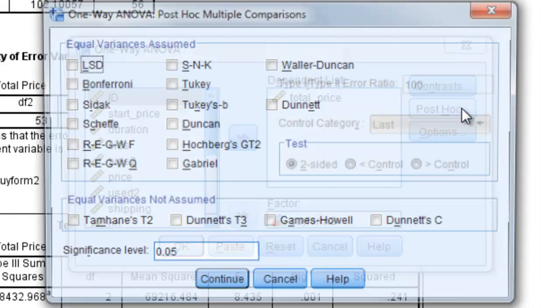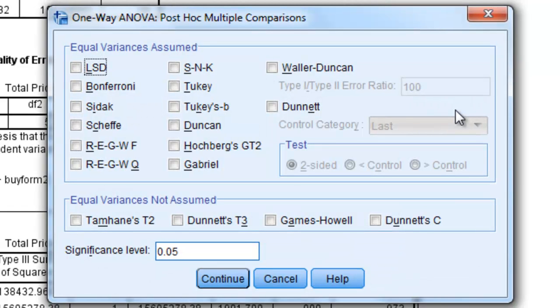And this has lots of different options. So you need to know and be able to decide which type of test you're going to run. Now my homogeneity of variance assumption was met, so I have equal variances assumed. I'm going to go ahead and run a Tukey test at this point, so I check that particular box. If that assumption was not met, you would want to run a different type of post hoc test. So it's important to know what type of post hoc test to run at this point. Once you select your option, click Continue and OK.